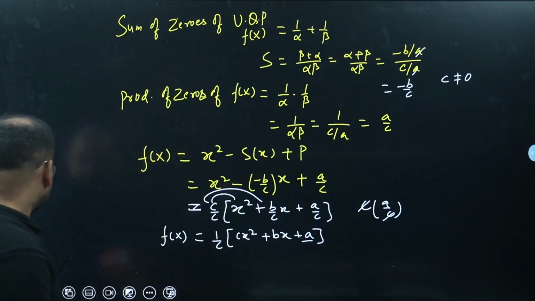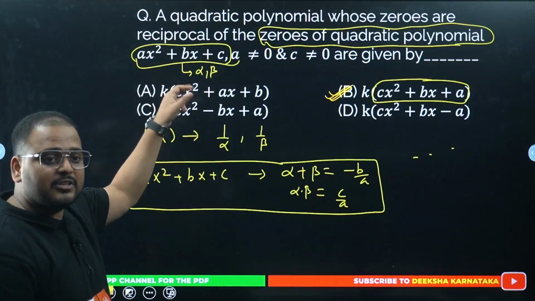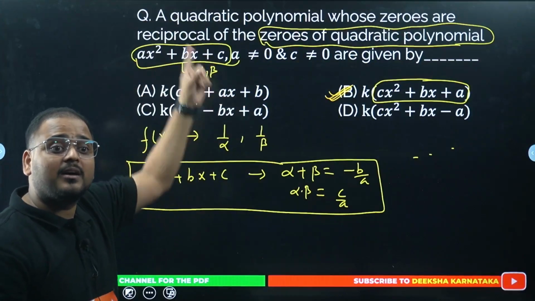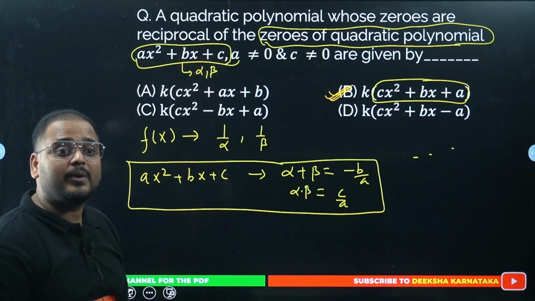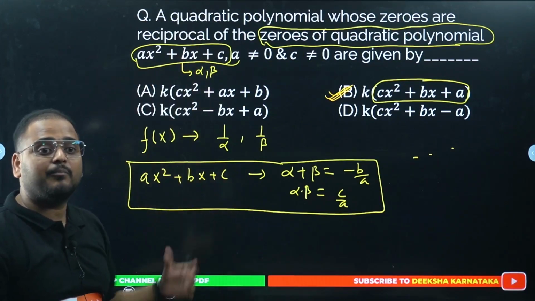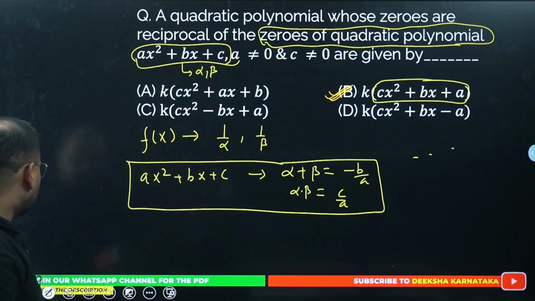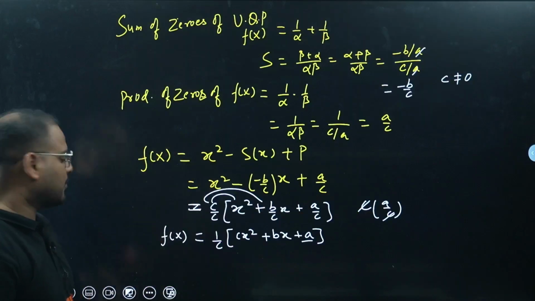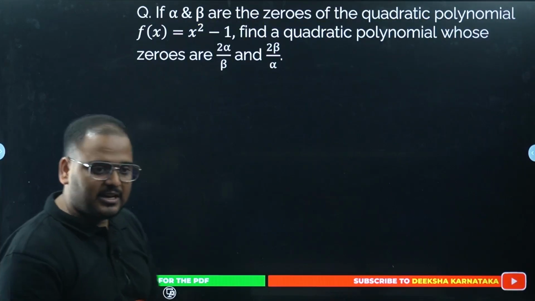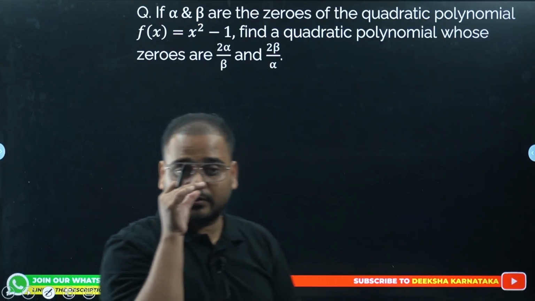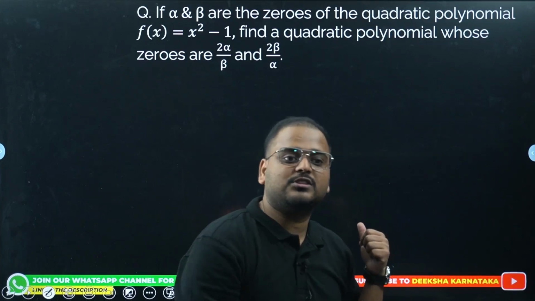How did we do it? For the given expression, we took the zeros to be alpha and beta. They said it is reciprocal, so we took 1 by alpha and 1 by beta. From the given expression, we found the sum and product, and used the sum and product of 1 by alpha and 1 by beta to find the ultimate required expression. Question done. Good question. Challenging. So make sure you solve it once or twice if you're not getting it.